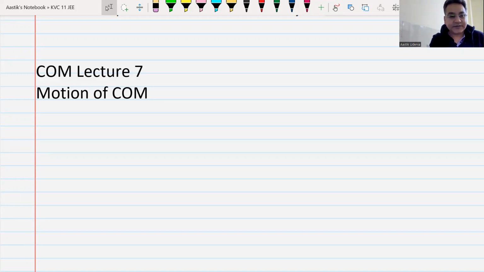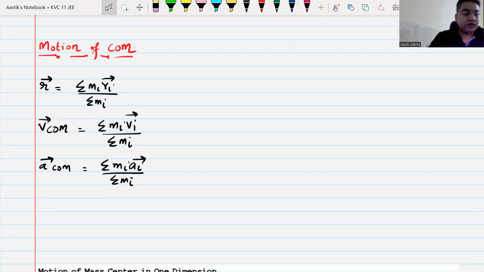This is lecture number 7 and we are dealing with the motion of center of mass. In the last lecture we had seen how to find the velocity and acceleration of center of mass. To find the velocity of center of mass we do the summation of MIVI and divide by the total mass. To find the acceleration of center of mass we do the summation of MIAI and divide by the total mass m.